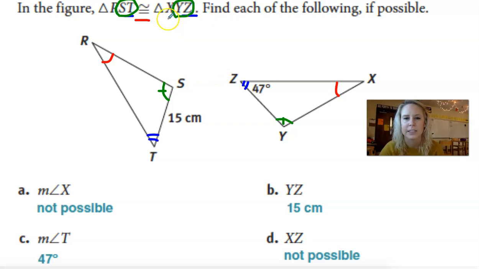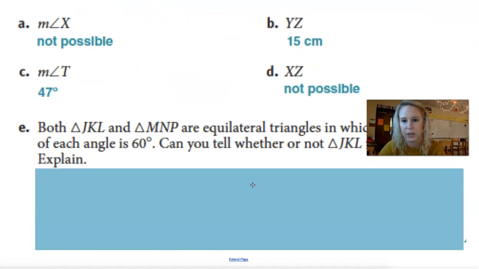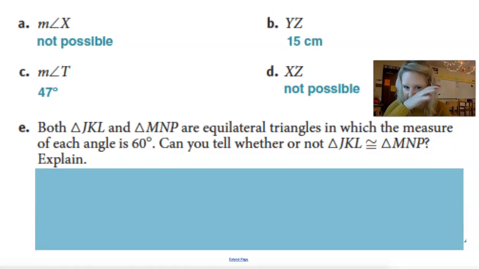So X and Z was the first letter and the last letter. First letter and last letter is RT. I know nothing about RT, so since I know nothing about the corresponding sides, I can't figure out anything. Okay? All right, let me know if you have any questions on finding missing angles and sides from two congruent triangles. Otherwise, we're going to move on to our last one, which is a bit tricky.